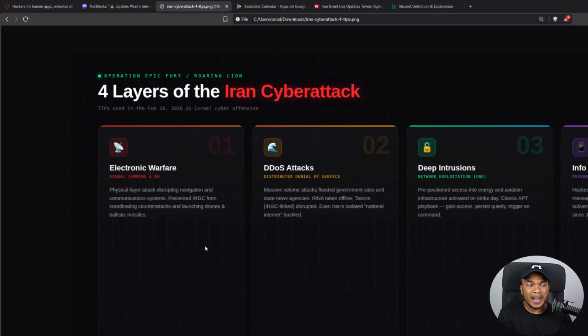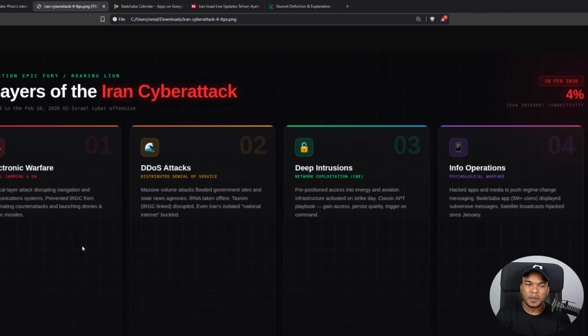After the electronic warfare came layer 2, which is the DDoS attacks, your classic distributed denial of service attacks aimed at government websites and news agencies. The IRNA was taken offline, and even Iran's so-called isolated national internet buckled under the pressure. So electronic warfare to disrupt communications, denial of service attacks to disrupt news agencies. Next came deep intrusions, the actual attacks against critical infrastructure, like in energy and aviation. And then finally, the info operations, the psychological warfare.